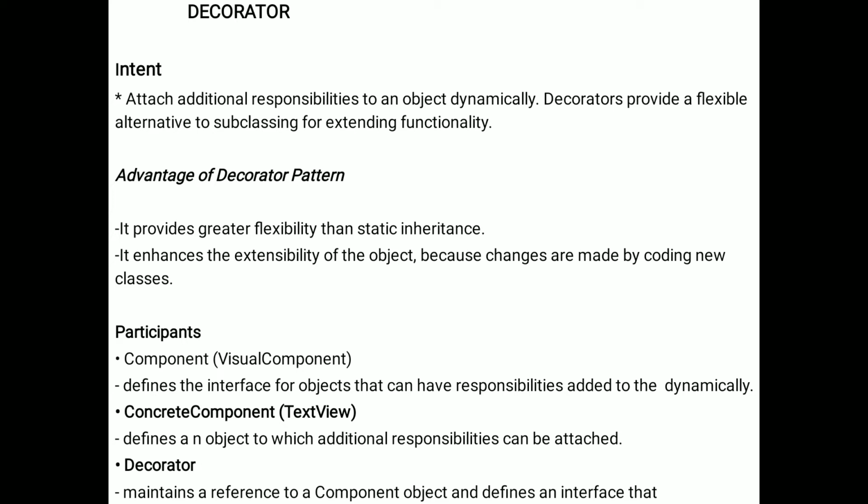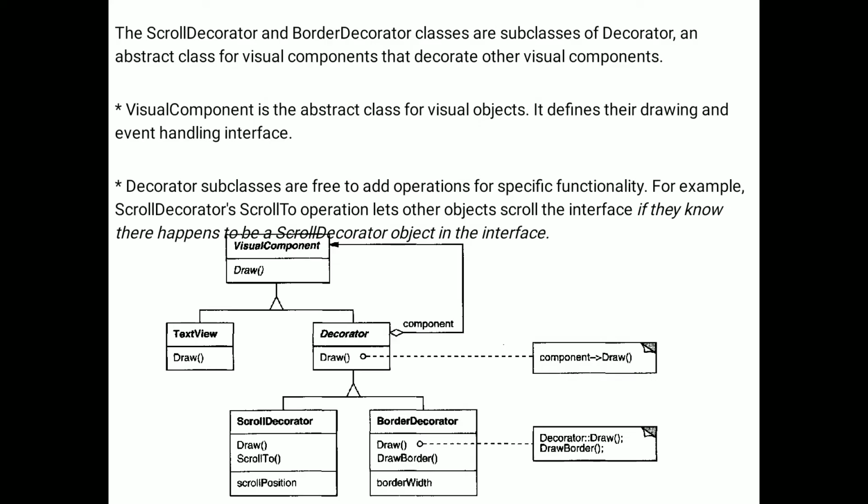The components in that pattern are a component, the visual component, which defines the interface for objects that can have responsibilities added dynamically. A concrete component, that is a text view. The decorator maintains a reference to the component object and defines the interface. In the next slide you see the structure here.